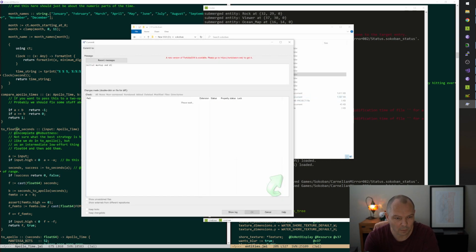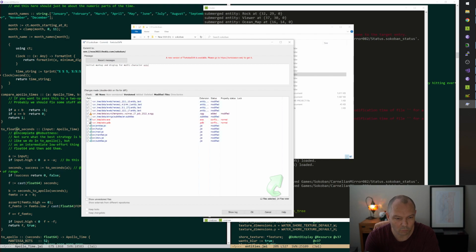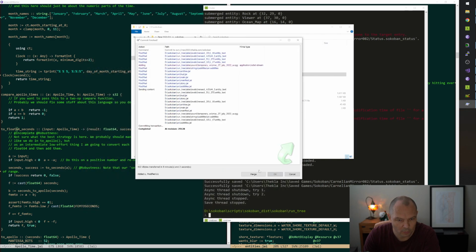Initial markup and display for multi-character voice over. Boom.